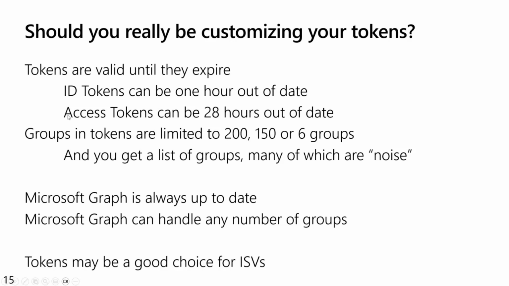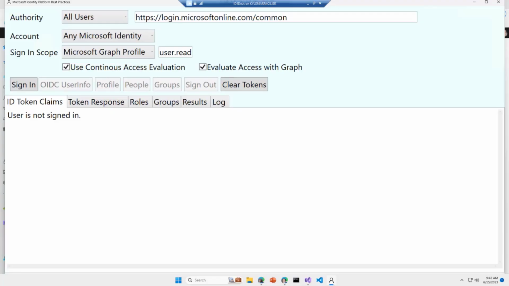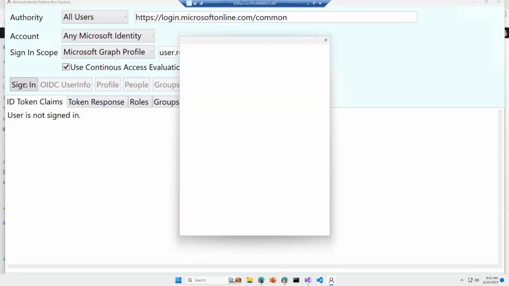Now, if I'm an ISV building in a purely standards-based way, sure, maybe I still want to do the token. But if I'm building a line of business application, especially that's built on top of the Microsoft Identity Platform, then I'm probably better off just using Microsoft Graph instead. So I've actually got this. So let's go ahead here and we'll sign in Alex again.